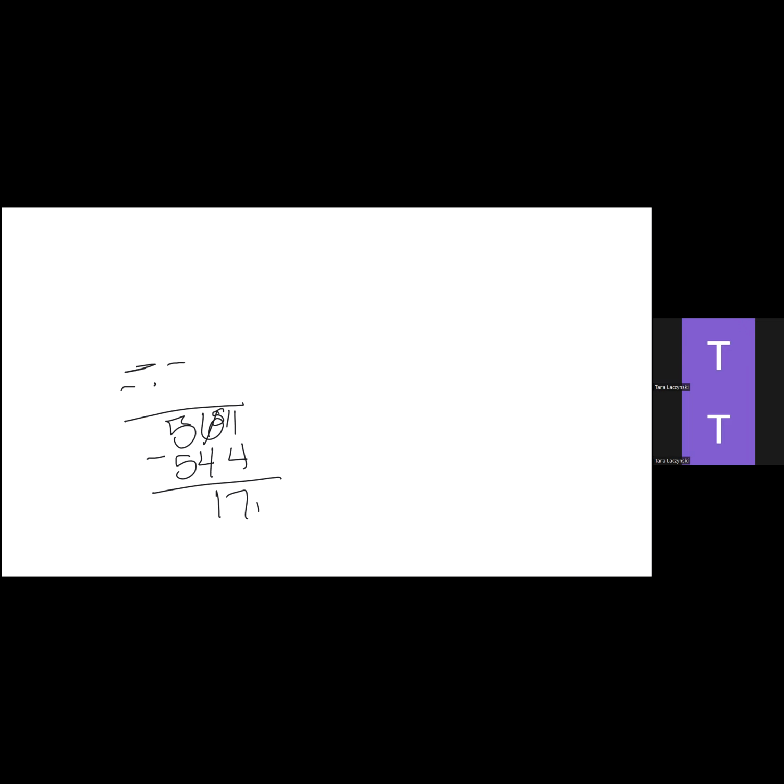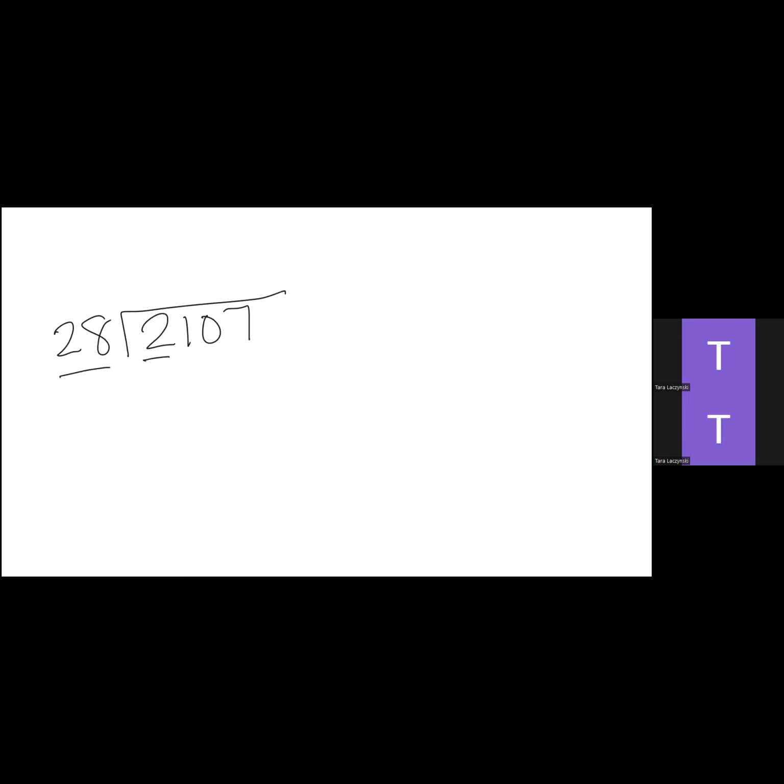All right, my friends, moving right along to question number 3. Again, pause me, rewind me, ask questions if needed. We have 2,107. We're dividing this by 28. 28 cannot go into 2. It cannot go into 21, but it can go into 210. It's going to go in 7 times.